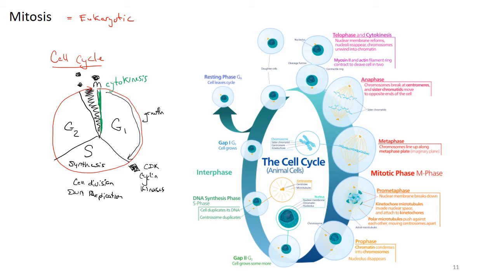Cytokinesis is the cutting of the cell's cytoplasm. So the nucleus divides and moves. The contents of the nucleus move, but the cell itself is still a blob that starts to get stretched out and then finally breaks apart.